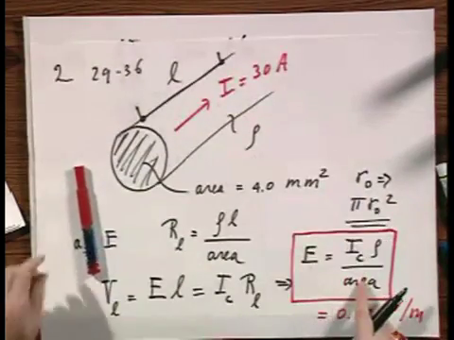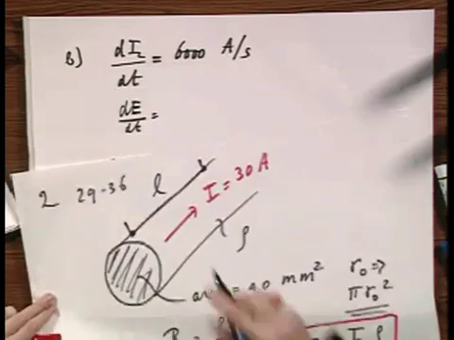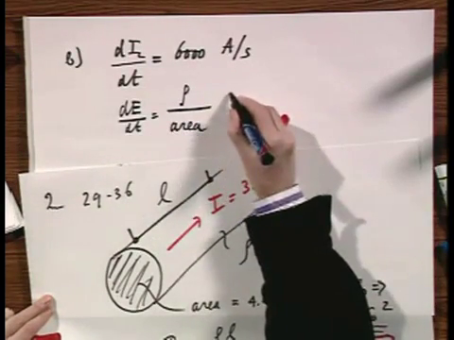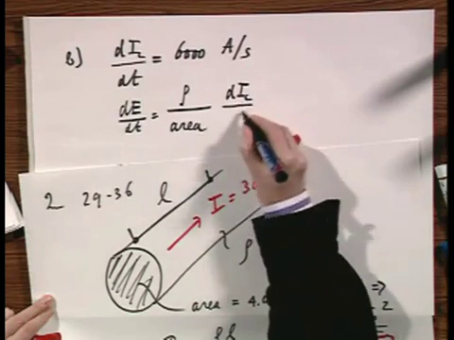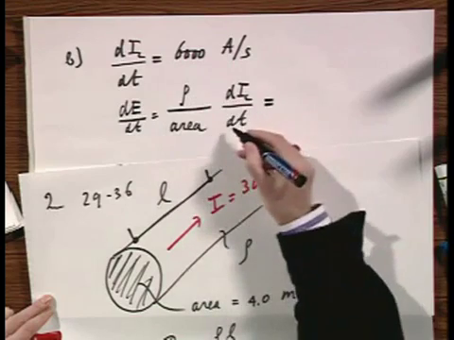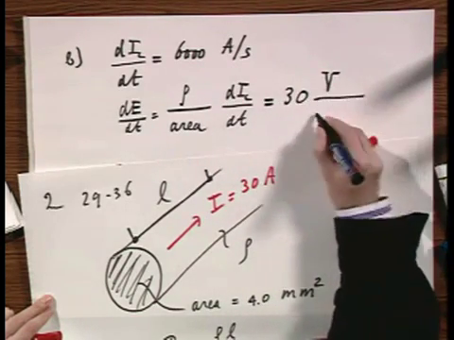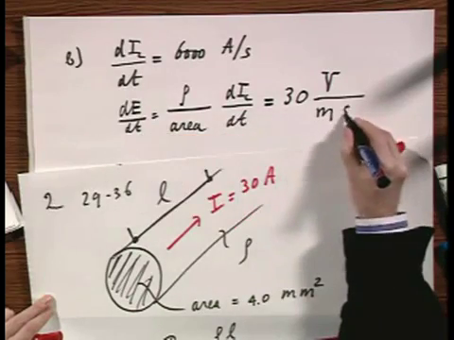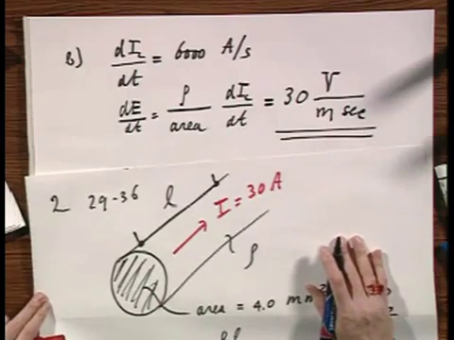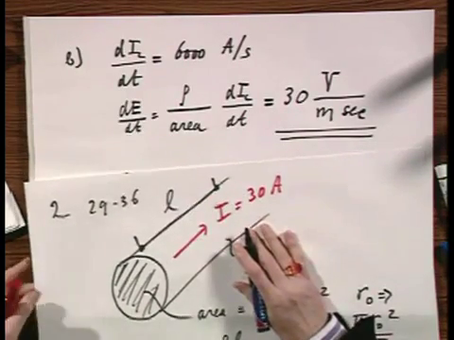Well, that's the derivative of this thing. So that is rho divided by the area times dic/dt. And you know that is 6,000. If I stick in the numbers, I may well have made a mistake, I find 30 volts per meter per second. That would be my answer. That's right, that's the dE/dt.